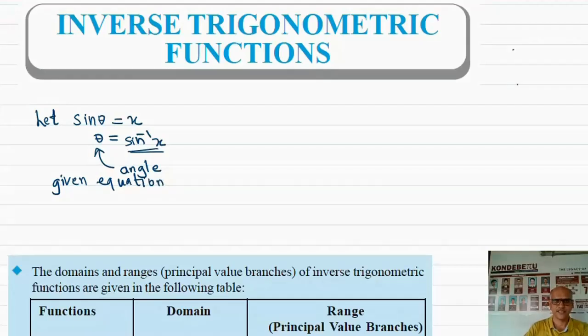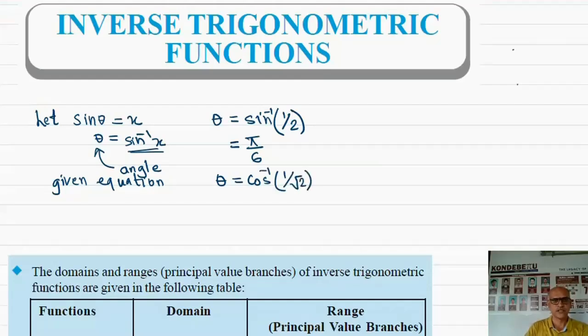Now for example, if I take theta equal to sin inverse 1 by 2, can you tell me the angle for which the sine value will be 1 by 2? Very good, 30 degrees. But here you are required to write it in radians, so 30 degrees in radians is pi by 6. Similarly, if I take theta equal to cos inverse 1 by root 2, when will the cos value be 1 by root 2? At 45 degrees, so the value will be pi by 4.